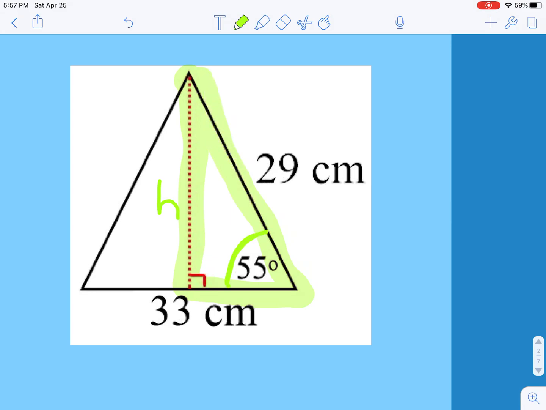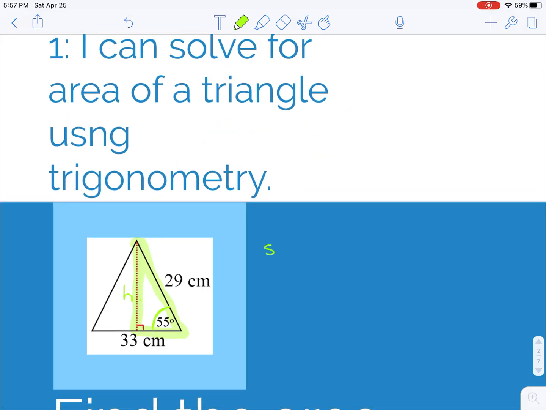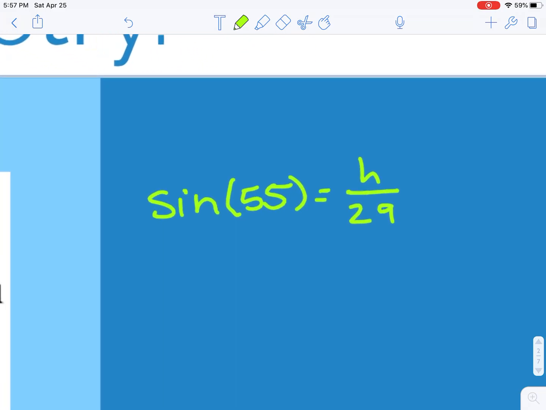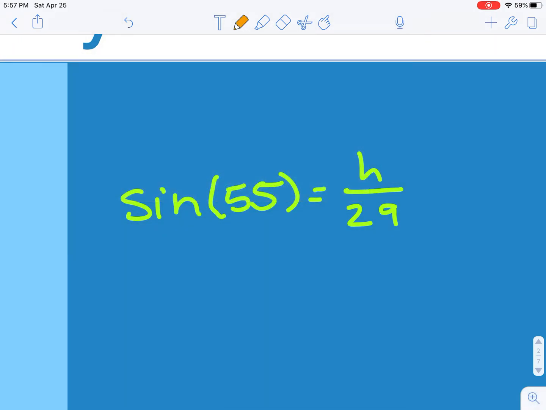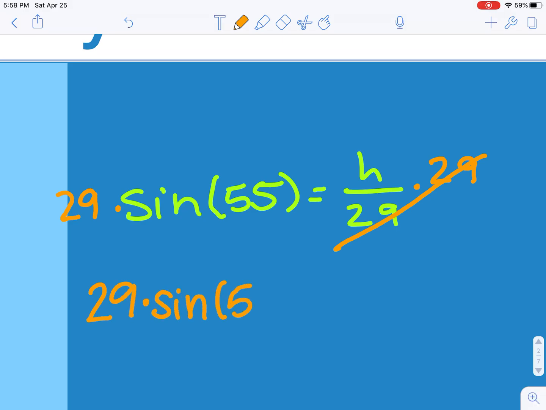From the angle that I'm given, I have the opposite side and I have the hypotenuse. So SOHCAHTOA tells me when I have O, use sine. So I've got the sine of 55 degrees equals h over 29. I'm going to multiply by 29. That'll clear this fraction. So now 29 times the sine of 55 equals my height.